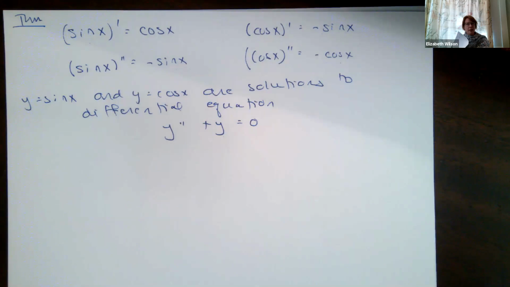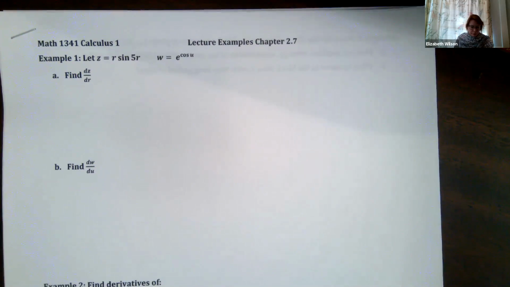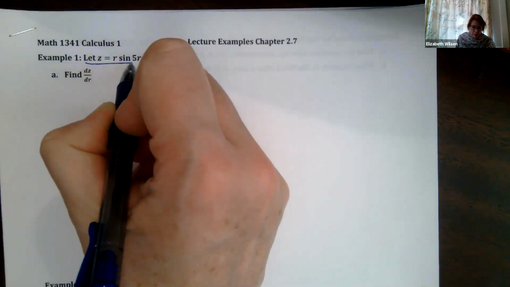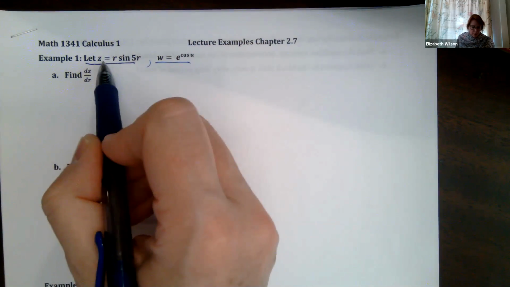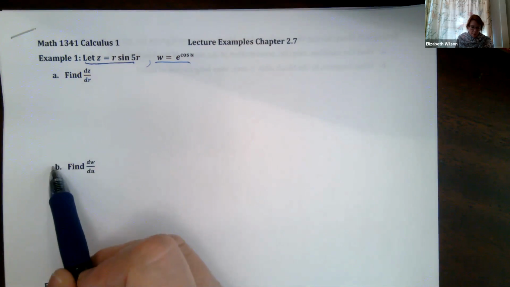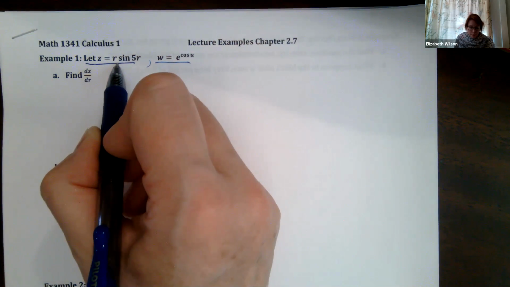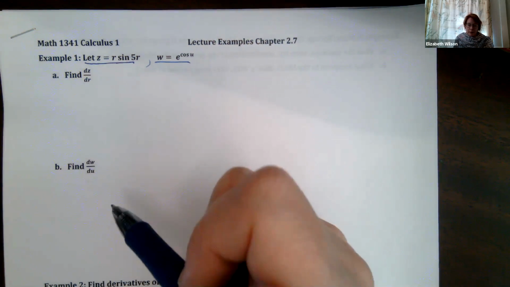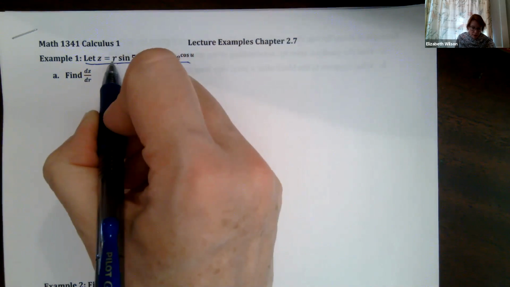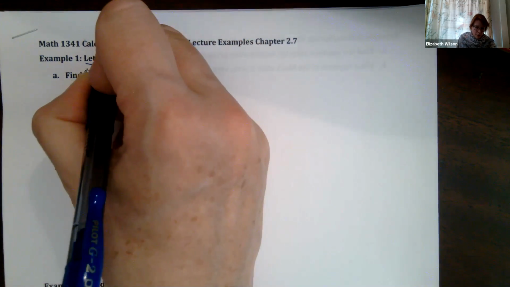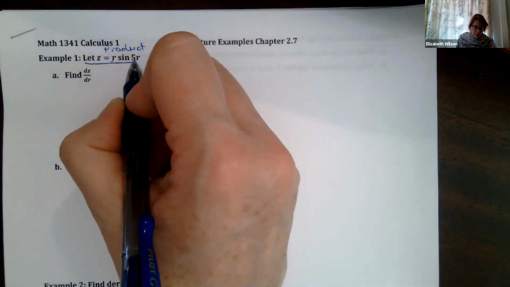All right, so I'm looking at lecture examples for chapter 2.7. We're just going to start rolling through examples now. We'll take derivatives and then apply it to a mass and spring problem, which is a common problem. So example number 1, we've got these two functions. The z function applies to question A, the w function applies to question B. I want to find the derivative with respect to r of z equals r sine of 5r. I've got r and sine of 5r, so I'm thinking about the product rule and also the chain rule.